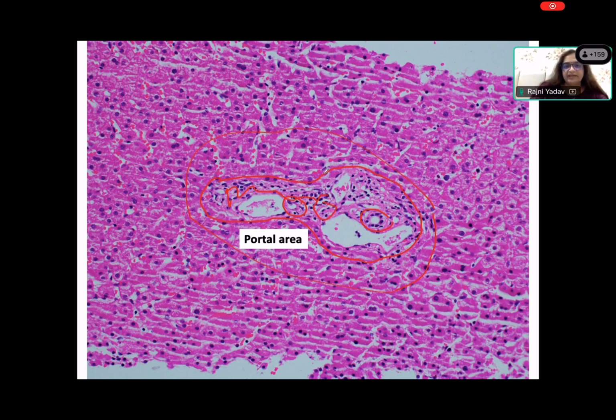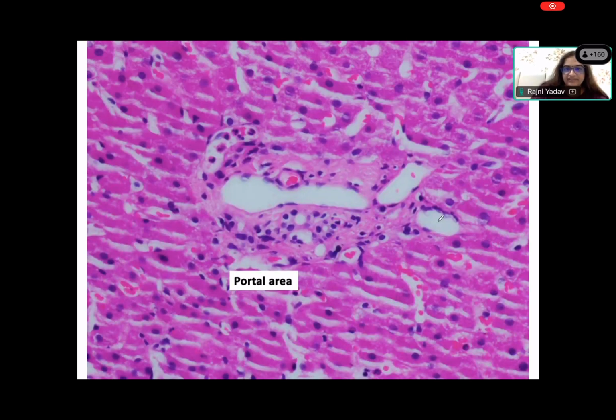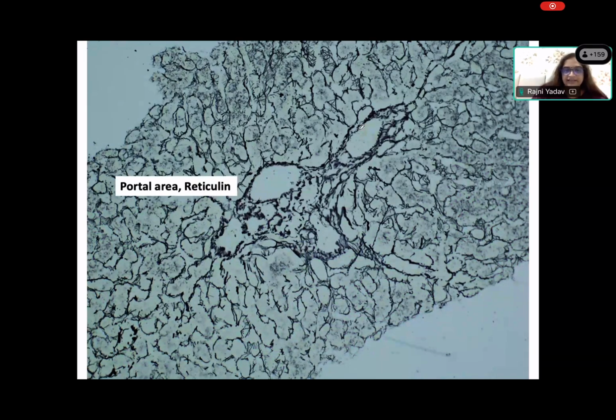In the older times it was called limiting plate necrosis. At the higher power, these are two ducts. This is a vein, this is again a vein, this is a small arteriole, and that's our limiting plate. Now that's the reticulin stain. Again, we can see that's our portal area. Now see the shape of this portal area.